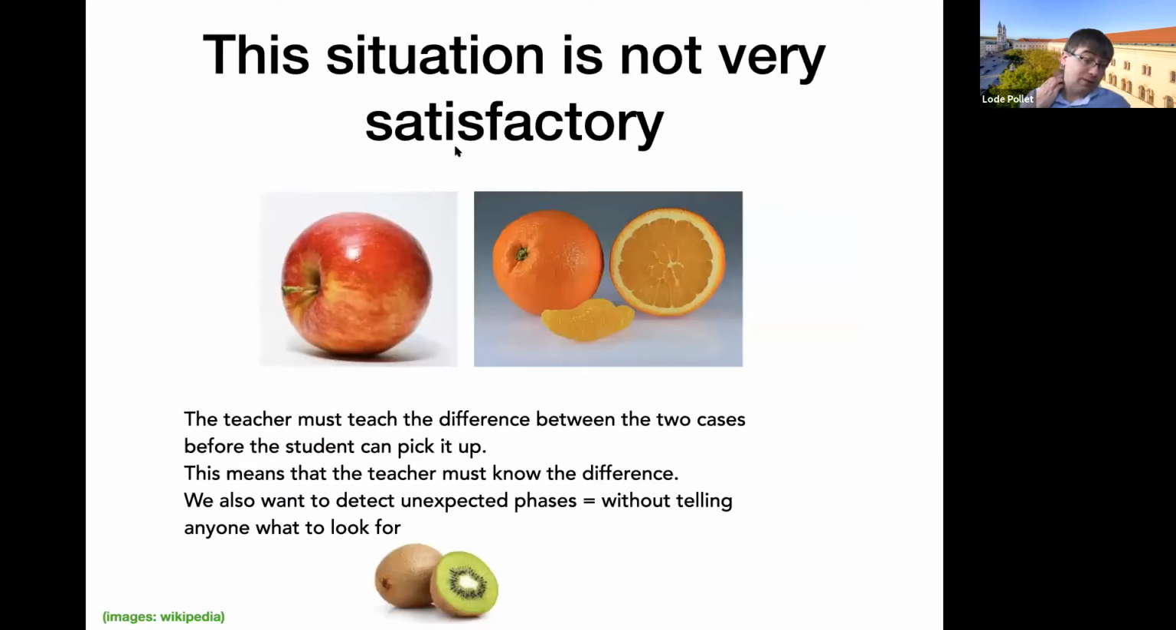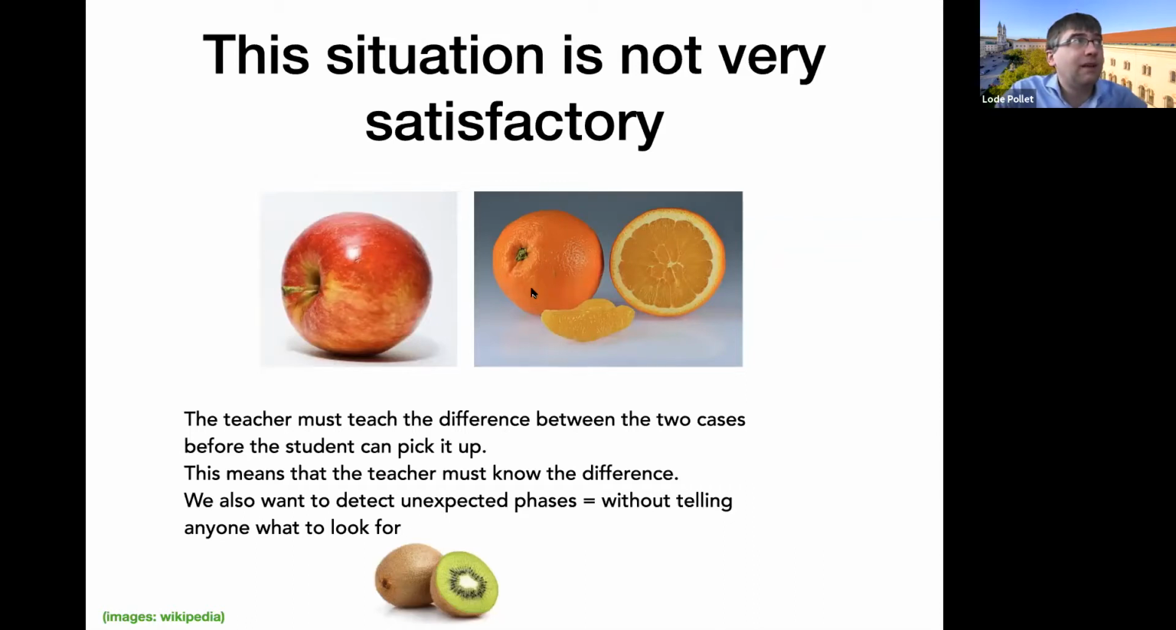Okay, so the situation as I described it till now is however not very satisfactory, because you have to do training on data that has already been labeled. So in other words, you want to learn the difference between apples and oranges. But before you can do that, a teacher has to say that this is an apple and this is an orange. And then if you study hard, you will be able to see the difference between an apple and an orange if you are given a new data set.